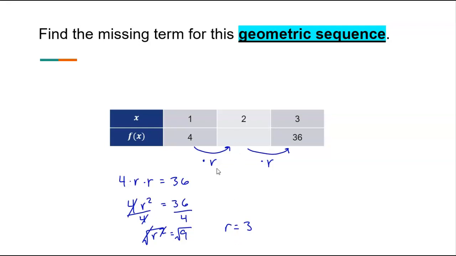So we can multiply by 3, it sounds like. Let's give it a try. Multiply by 3. 4 times 3 is 12. 12 times 3 is indeed 36. Interesting. So what steps did we end up taking there? It looks like we did a 36 divided by 4. We did the ratio of the two numbers instead of the difference. And then we ended up doing a root here, a square root. Interesting. Okay. Well, let's see if we can extend that to geometric sequences with more missing terms.